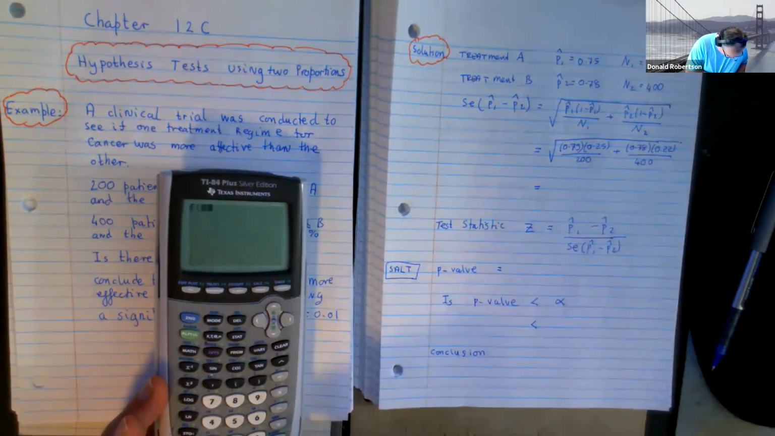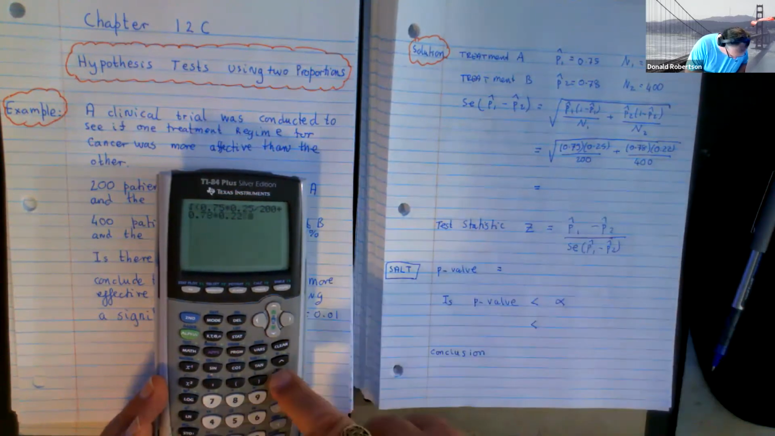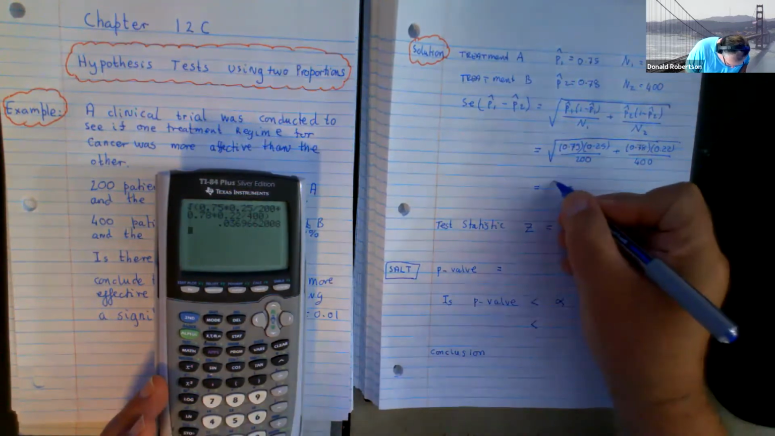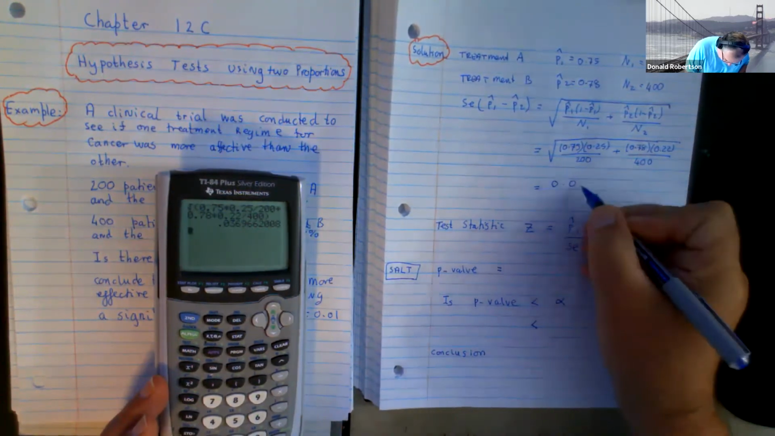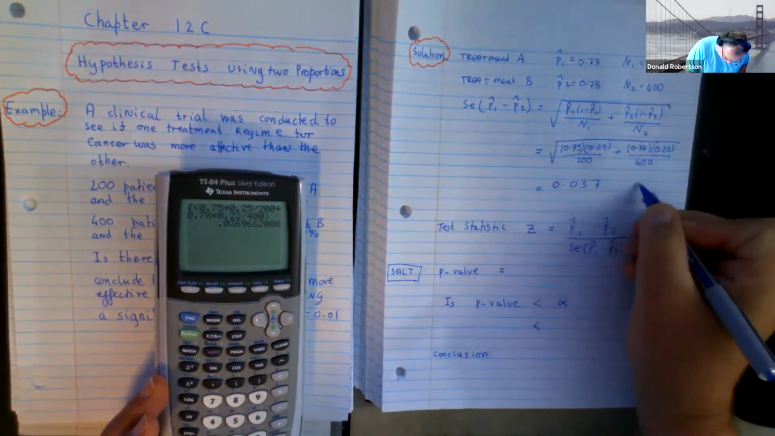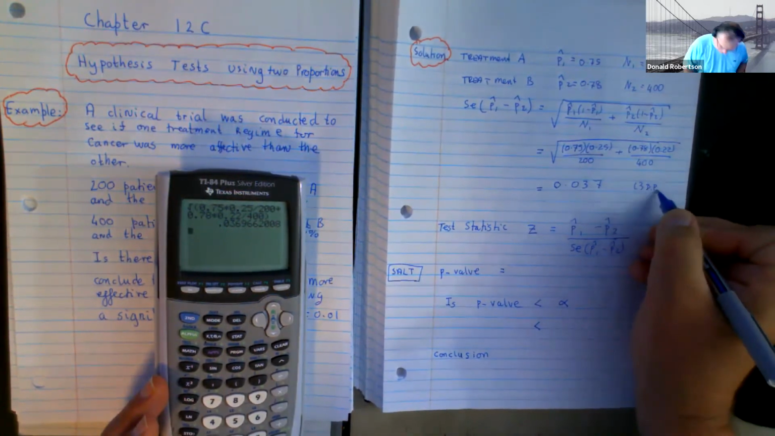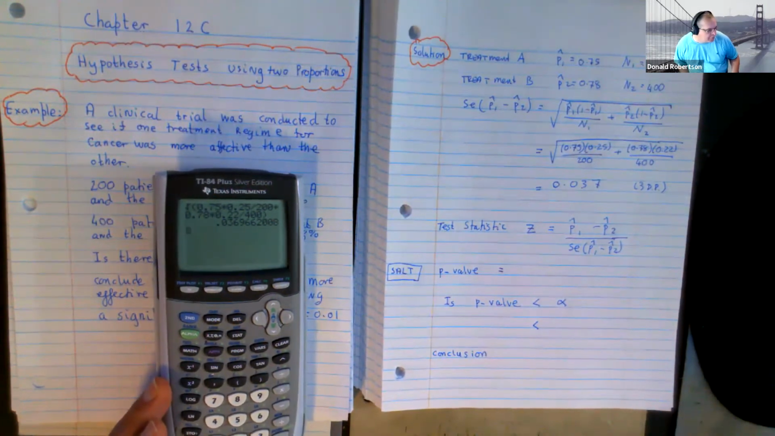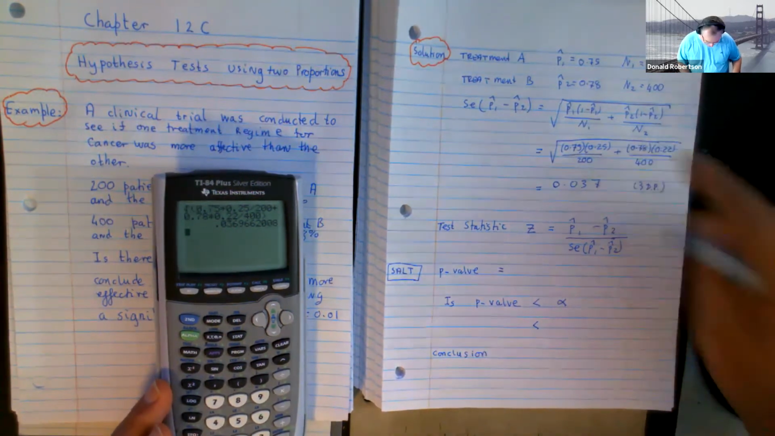So 0.75 times that fella divided by 200, add 0.78 times that fella divided by 400, and I am looking at 0.037. Well, at least the 3 decimal places I am. We're pretty comfortable about that, where all the information came from. You recognize that big ugly formula, the standard error guy.